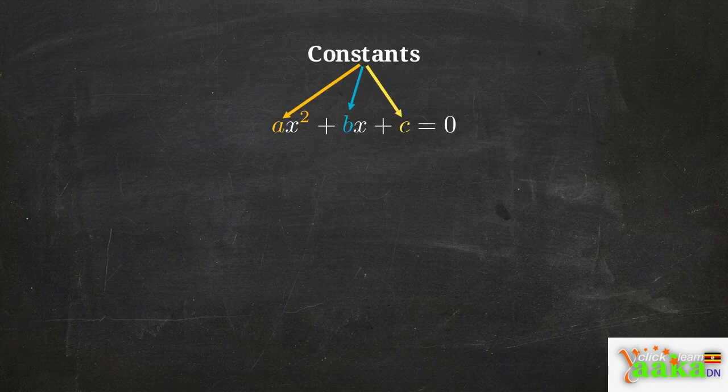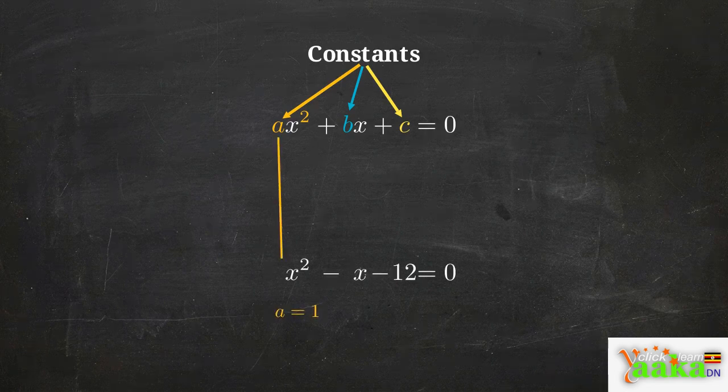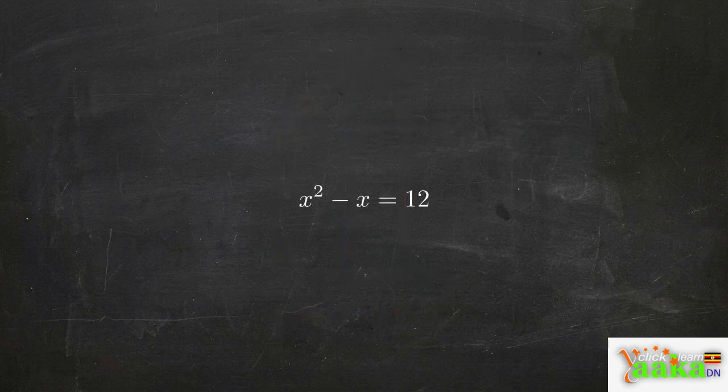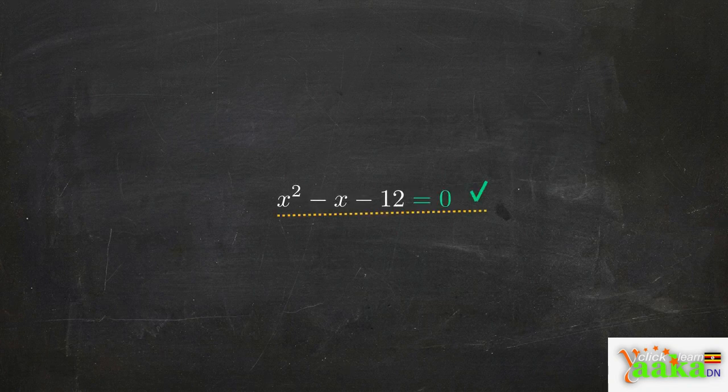For example, in x squared minus x minus 12 equals 0, a is 1, b is -1, and c is -12. Organizing an equation into this specific arrangement, where the entire expression is set to 0, is the mandatory first step before you can begin any solving.